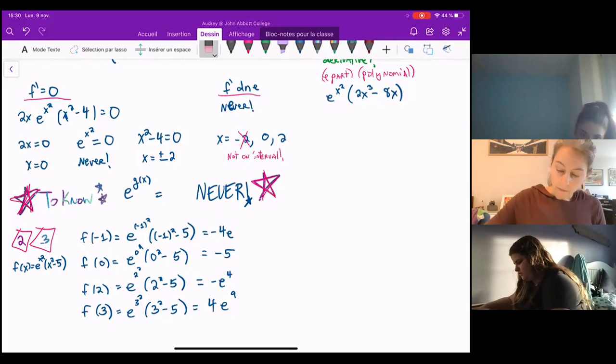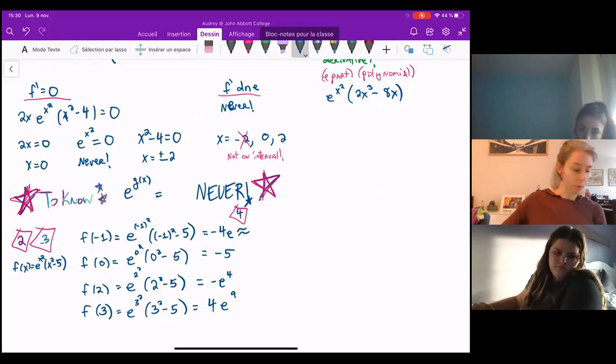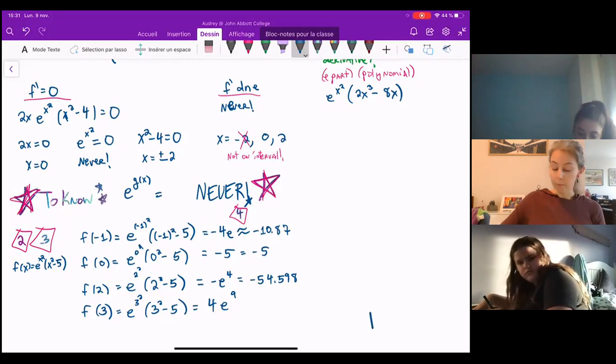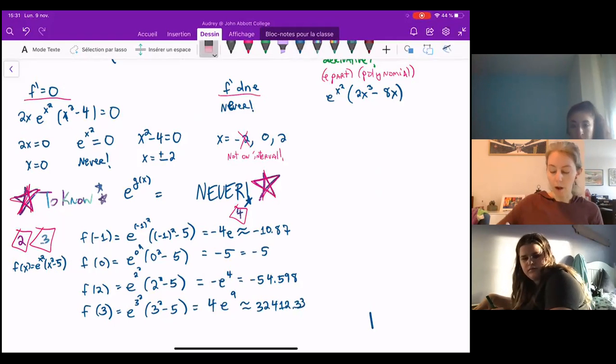And now my step 4 tells me that I can make a conclusion from this. So I need to compare these values and figure out which one's bigger. That might be challenging in this form though. So I'm going to plug them into my calculator and get that -4e is approximately -10.87. Well, -5 is just -5. e to the 4th is approximately -54.598. And 4e to the 9th is 32,412.33. But as Mikhail pointed out, it's also the only positive one. So it's clearly the biggest.